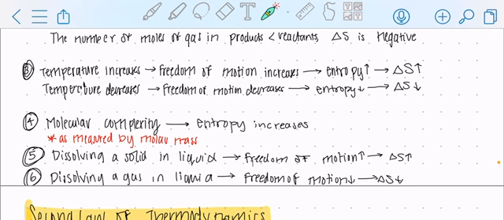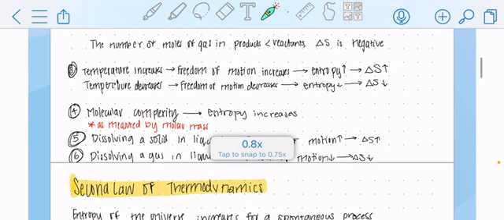As molecular complexity increases, such as the molecule gets larger or the molar mass gets larger, entropy increases. When a solid is dissolved in liquid, such as salt and water, it becomes part of the liquid, and so the freedom of motion increases. And therefore, the change in entropy is positive. However, when dissolving a gas in liquid, it goes from the state of gas to liquid, meaning the freedom of motion decreases, and so the change in entropy is negative.